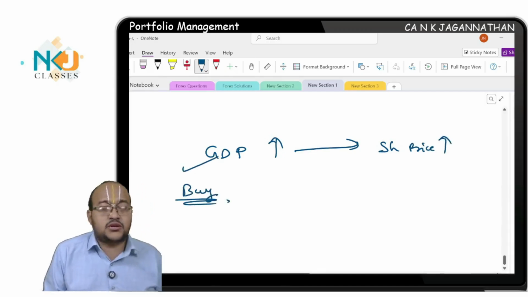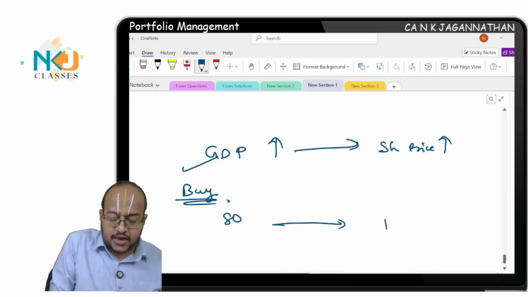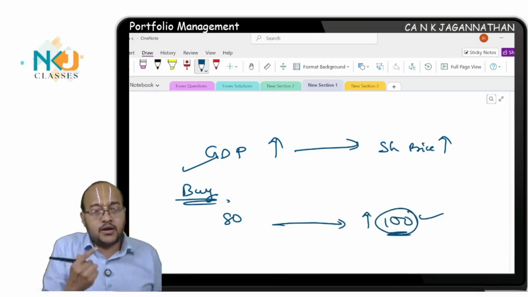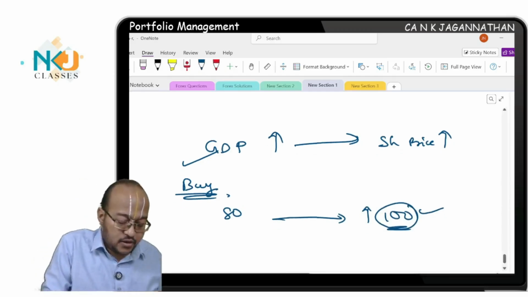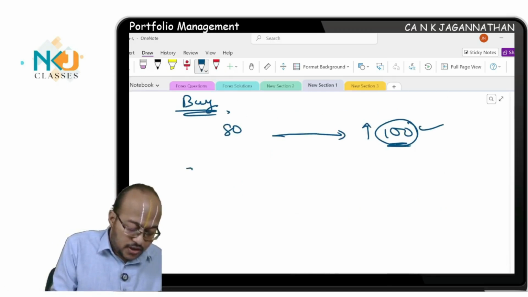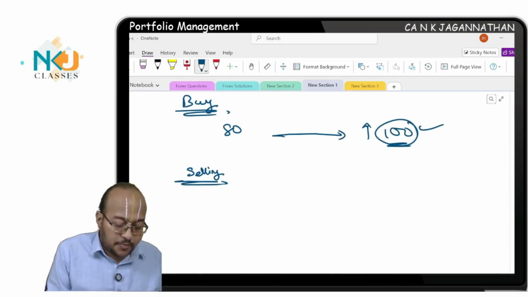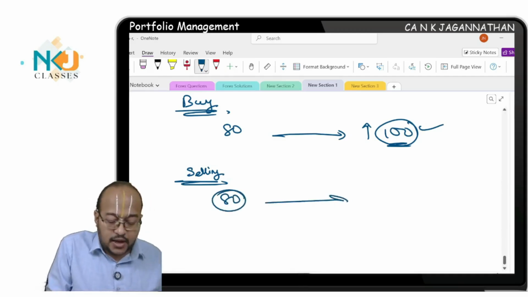This is good if you have a buy position. What happens? You have bought at 80 rupees. GDP increased. The share price also increased to 100 rupees. Favorable? Yes, favorable. Positive beta. Fine. How does short selling create negative beta? I am showing. Now I am selling this security. At what price? 80 rupees. I am selling the share at 80 and buying at 100.